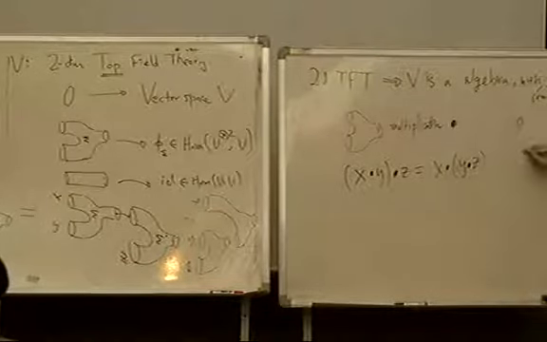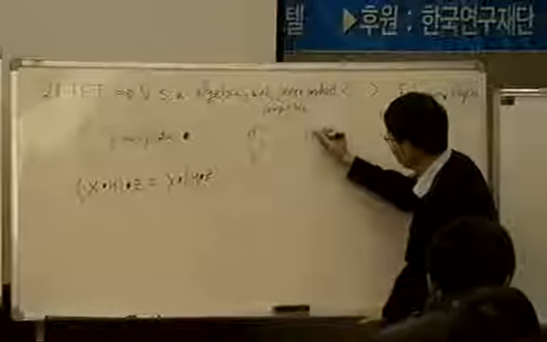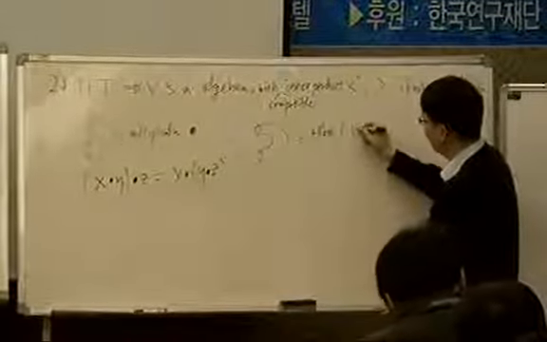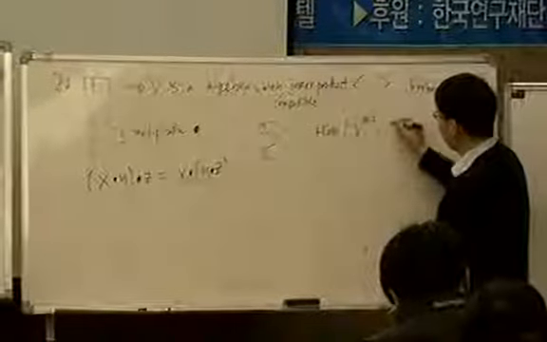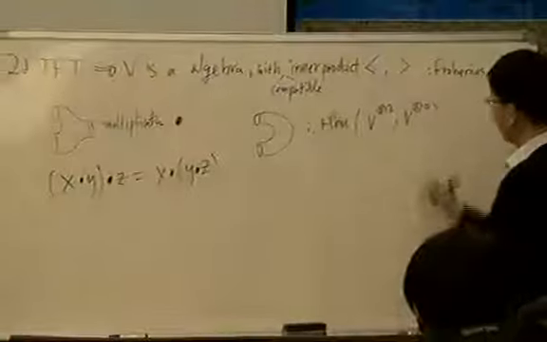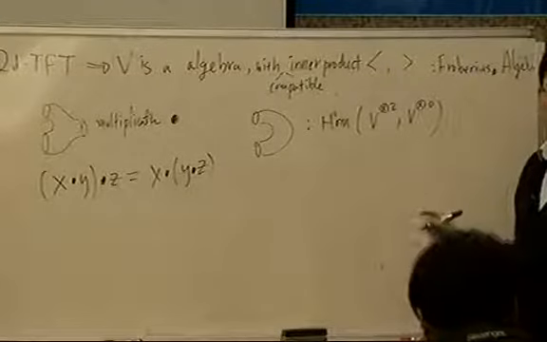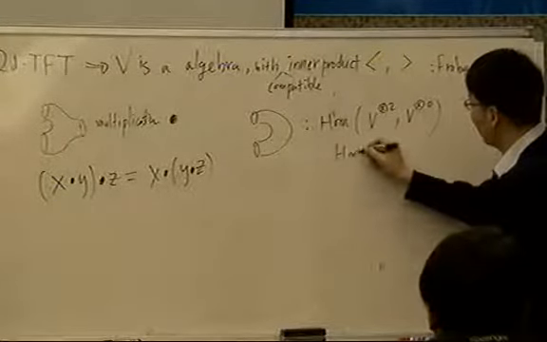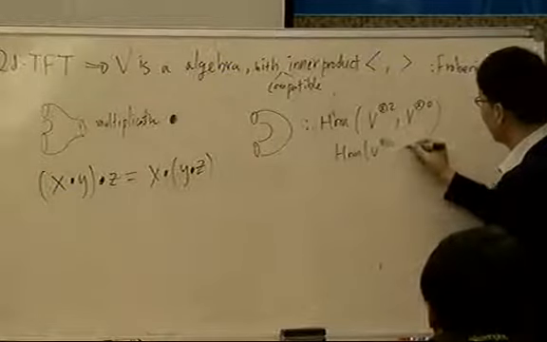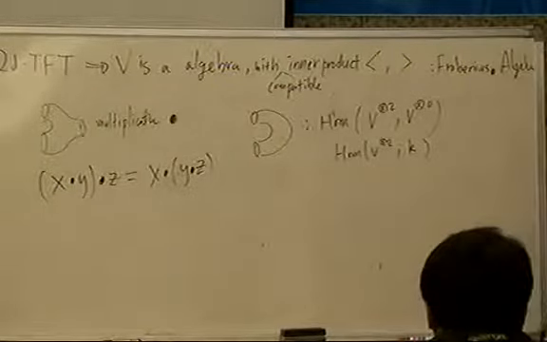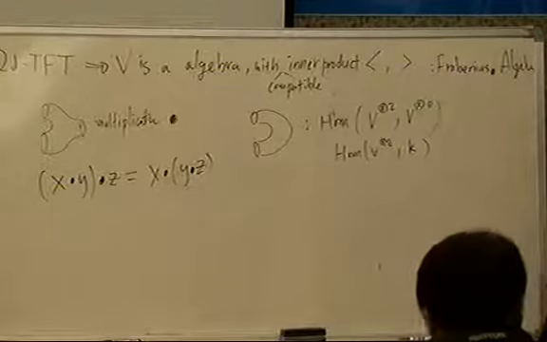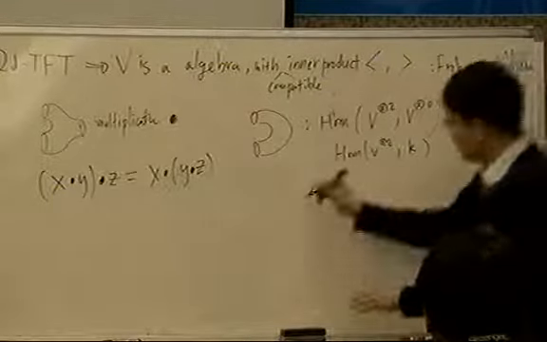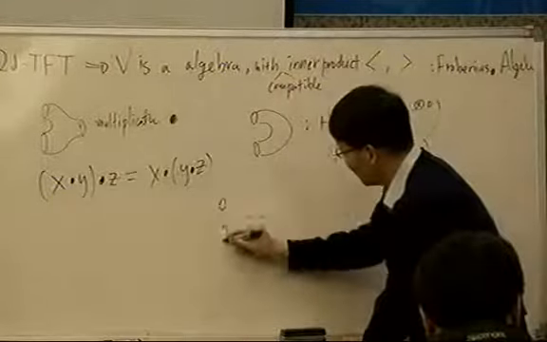And this guy, the inner product, is an element in Hom(V tensor 2, V tensor 0). But what is V tensor 0? That's just the base field. So this is Hom(V tensor 2, K). And then let's see what this gluing operation means.